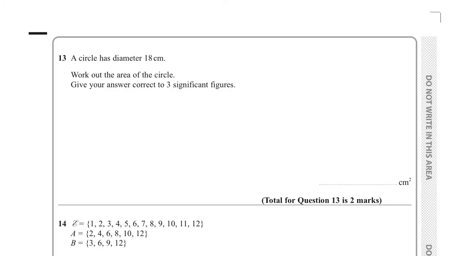Well done. Question 13. A circle has diameter 18 centimetres. Work out the area of the circle. Now this is not in our formula sheet, but we should all know this. Area of a circle is pi r squared. This is what area equals. So, for this, we need pi times the radius squared.